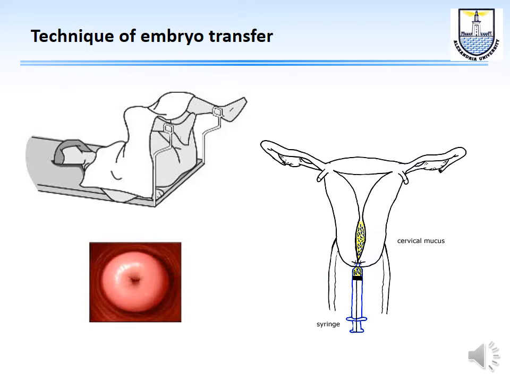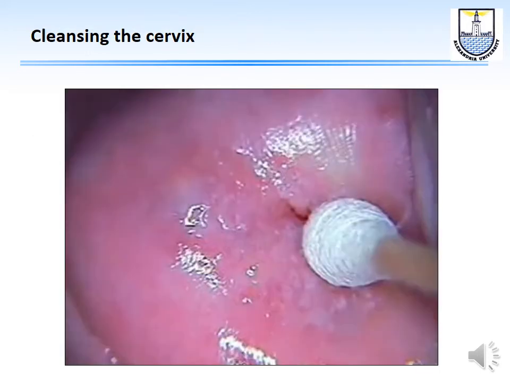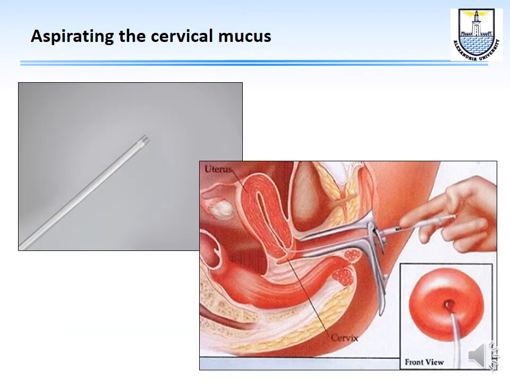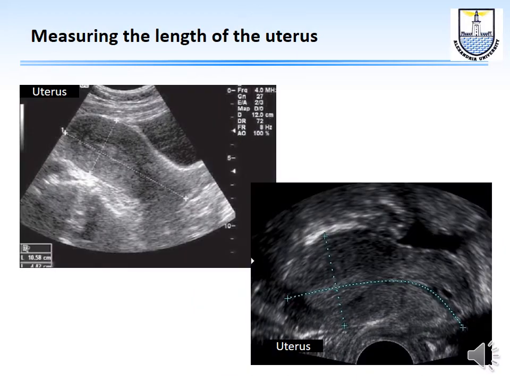Now, again, as I said, a lithotomy position. Most people will do the embryo transfer in the lithotomy position, as you can see here. We cleanse the cervix with a cotton swab or similar, gently, as I said. Then we aspirate the cervical mucus if we can see any, again taking care not to injure the cervix. Then, as I said, we measure the length of the uterus.